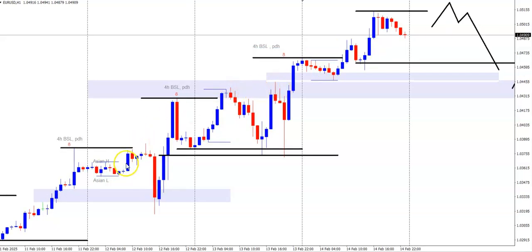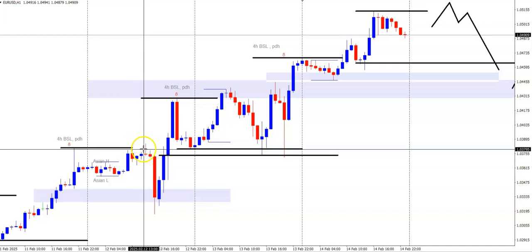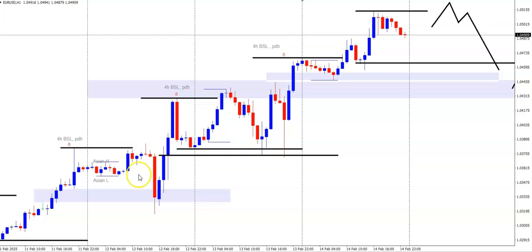Now, when you can trade those potential setups to the downside, well, after London opens.